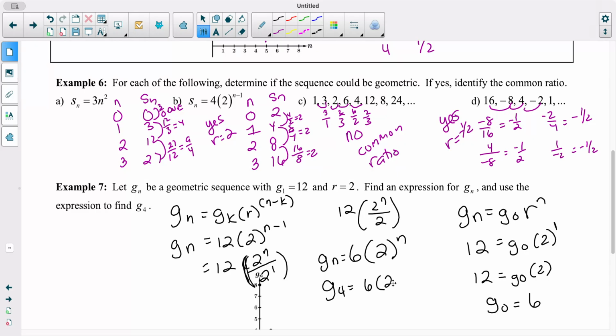So 6 times 2 to the 4th power. Okay, so 2 to the 4th power is 2, 4, 8, 16. And 16 times 6 is 96.